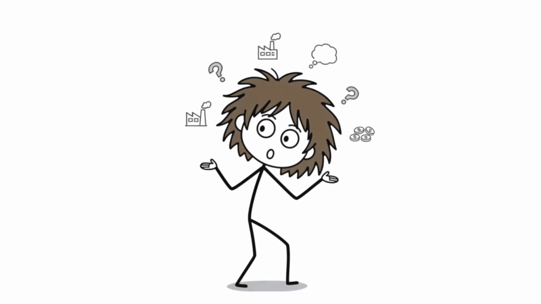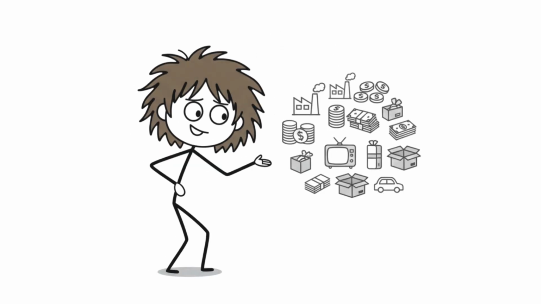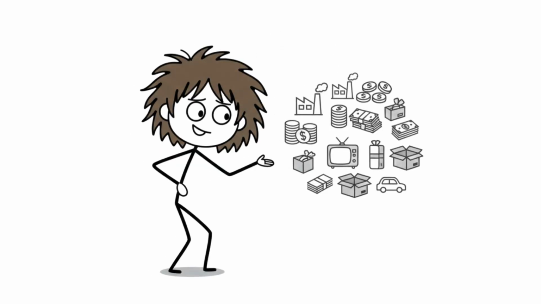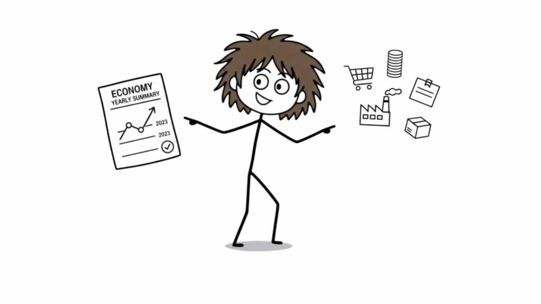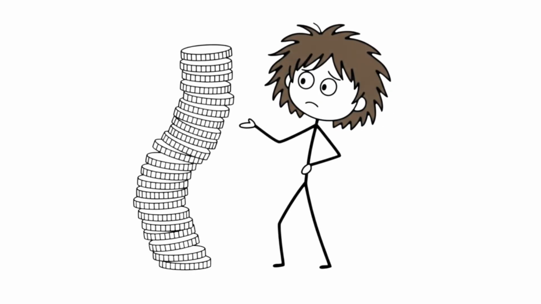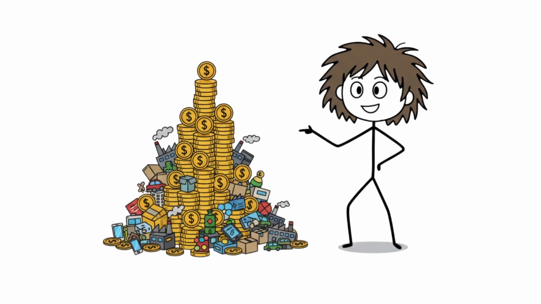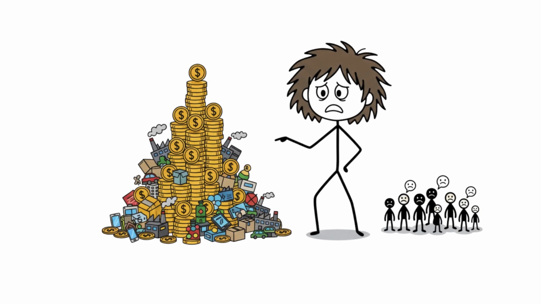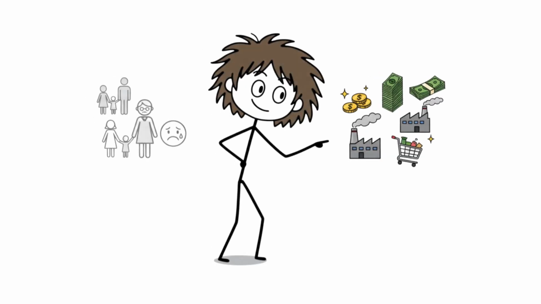Conclusion. So, what is GDP? It's the grand total of everything your country makes, buys, and sells, like a yearly performance review for the economy. But remember, bigger isn't always better. A country can have a huge GDP and still struggle with inequality or poor quality of life. GDP tells us what's happening with money, not necessarily what's happening with people.